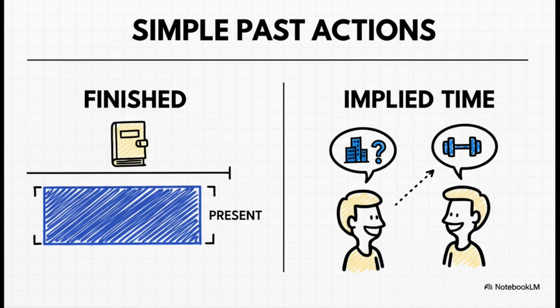So, completed, what does that really mean? It means the action has zero connection to right now. It started in the past, and it ended in the past. It's over, it's done, it's in a locked box. And what about that specific time? Well, yeah, it can be an obvious word like yesterday, but it doesn't have to be. If I ask, what did you do after class, and you say, I went home, the specific time is understood from my question. The context creates that locked box for us.